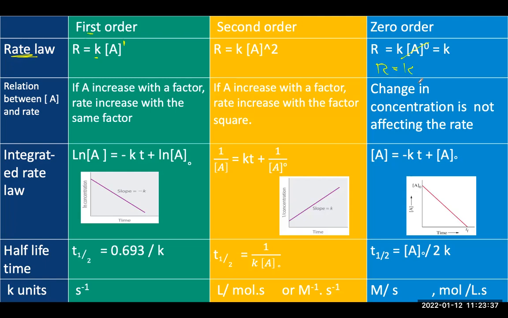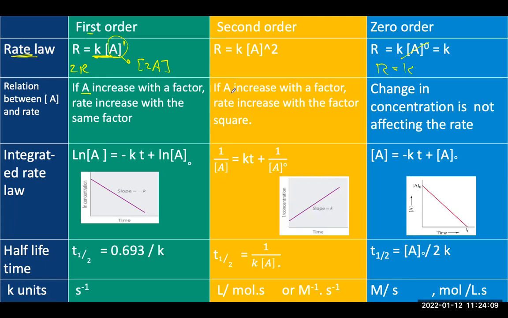So how can we use this differential law, or what is the information that we can get from this differential rate law? For the first order, if we change the concentration by a factor, the rate will increase by the same factor. It means that if you increase the concentration by 2, you will put 2A instead of A, so the rate will be 2R. So if you increase the concentration by a factor of 2 or 3 or 4, the rate will increase by the same factor.